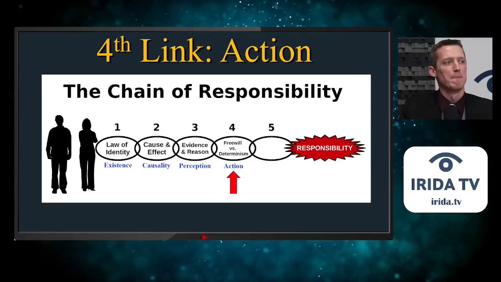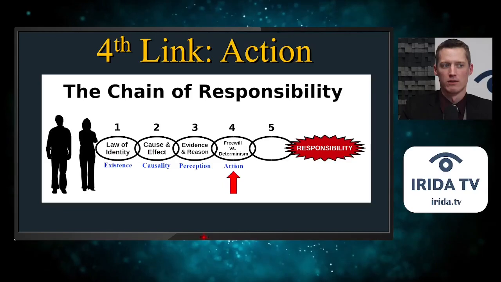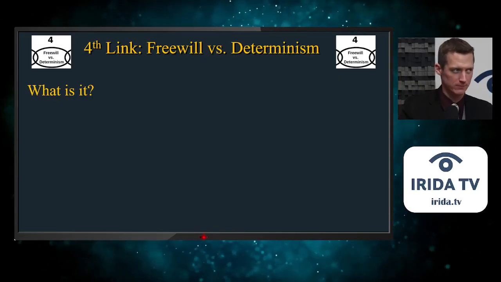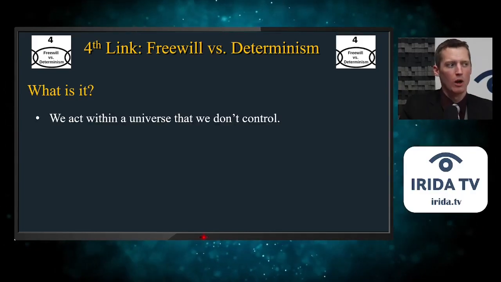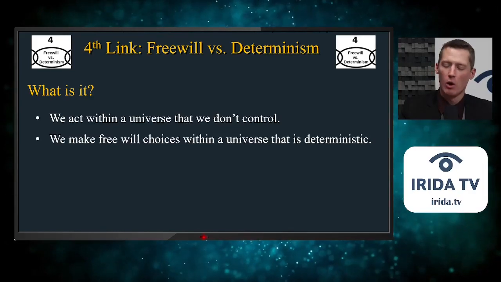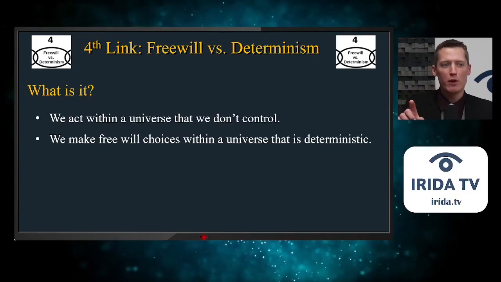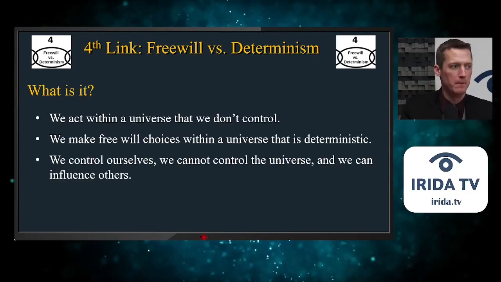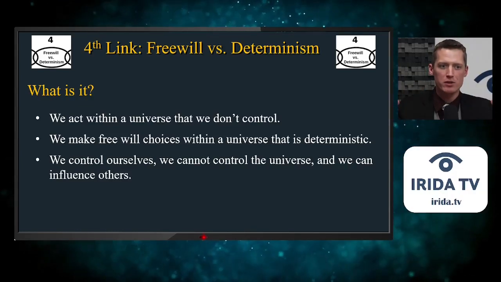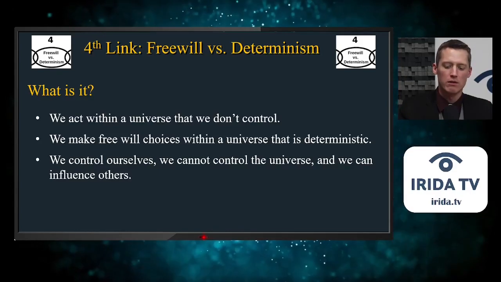Moving on to link 4. This is action. Or, as I have inside the link, this is free will versus determinism. So what is it? We act within a universe that we don't control. Or said otherwise, we make free will choices within a universe that is deterministic. We control ourselves. We cannot control the universe. And we do have the ability to influence others, but ultimately, others control themselves.